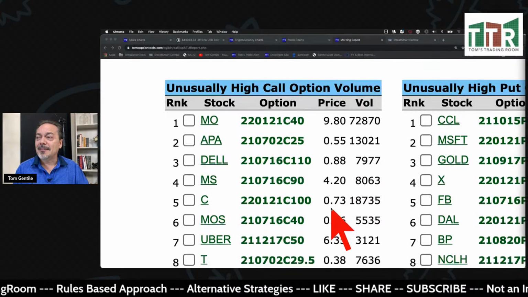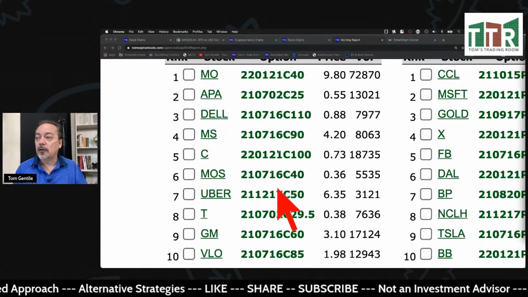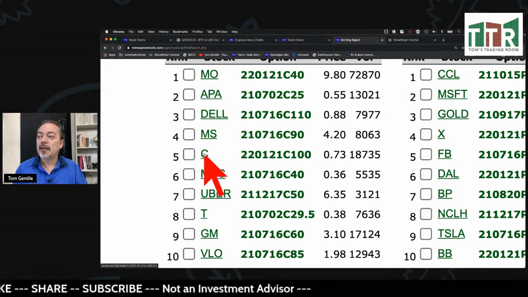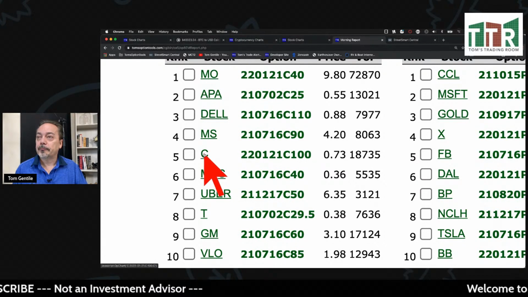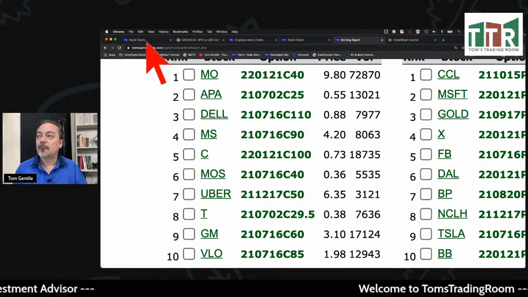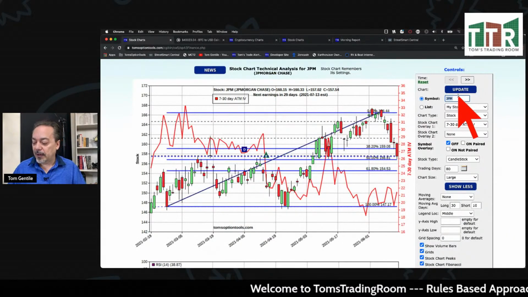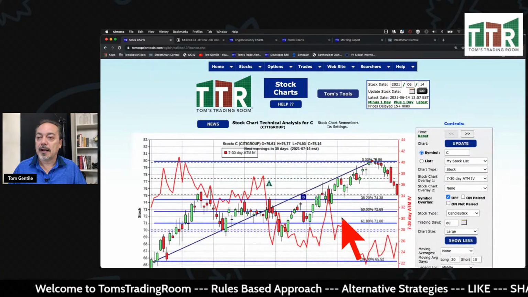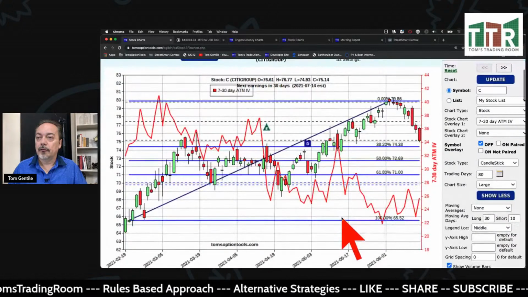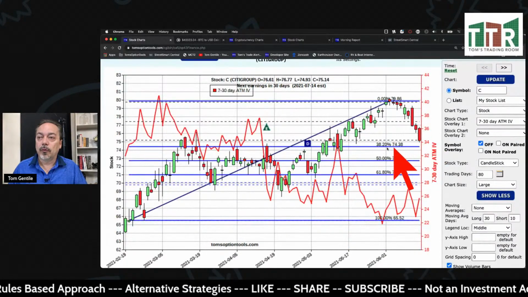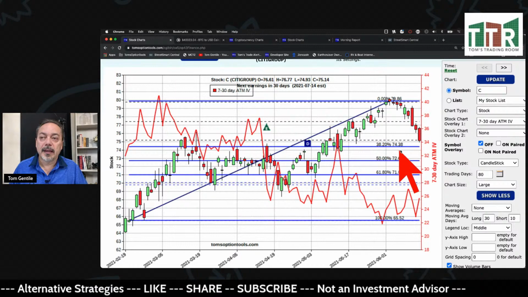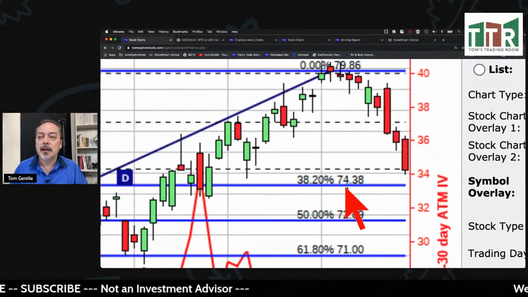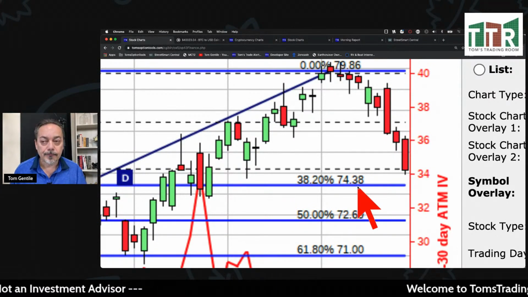Of these 10 stocks, there is one on here that's grabbing my interest, and that's the letter C, Citigroup. So we take a look at Citigroup. I'm going to go over the stock charts once again and pop in C, because Citigroup had a lot of call options bought on Friday. Citigroup is down, but this one might be worth looking at to the upside, maybe looking at that level one buying opportunity at 74.38.